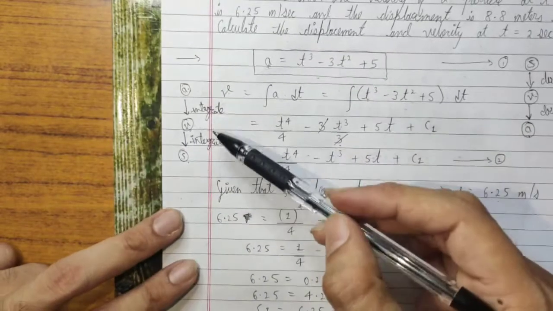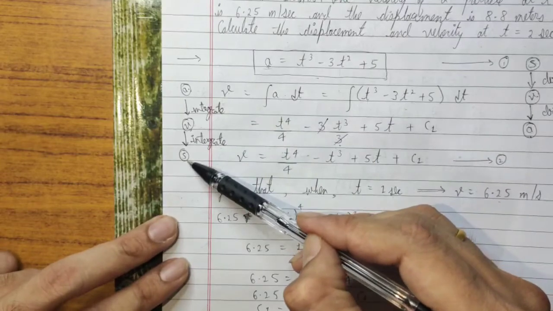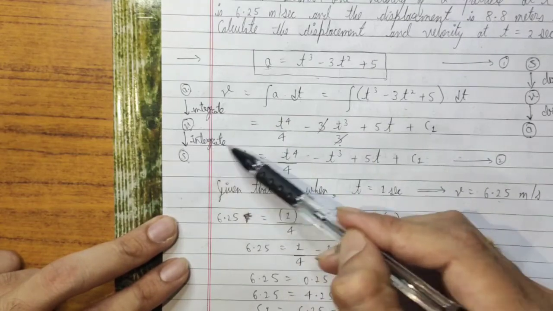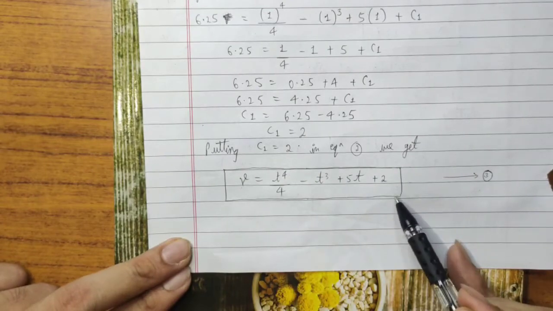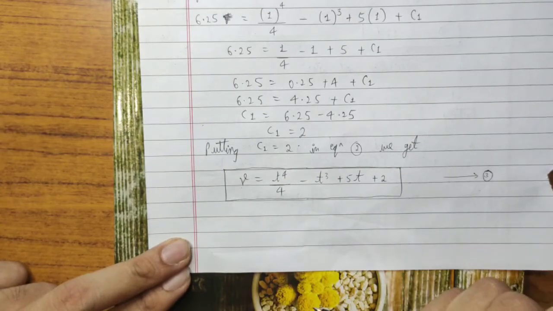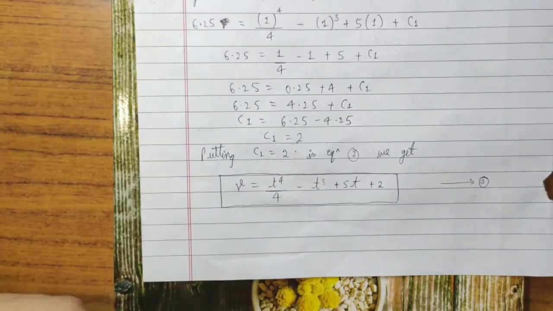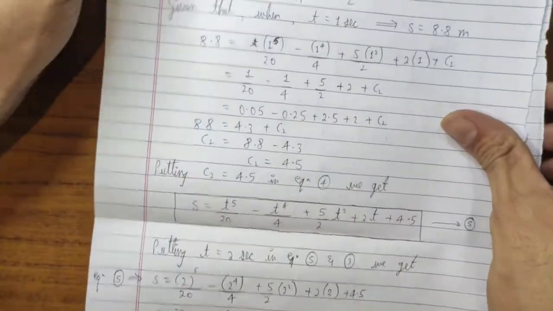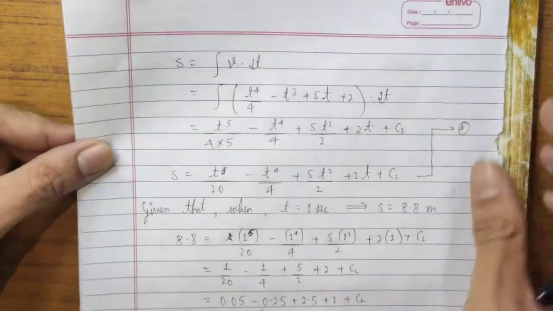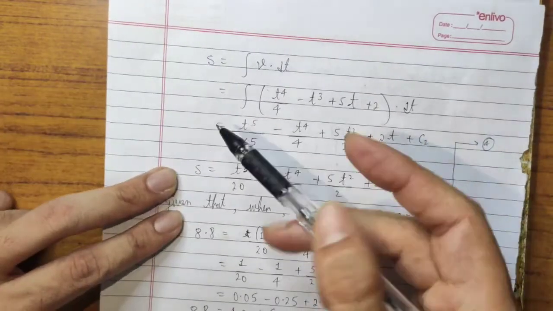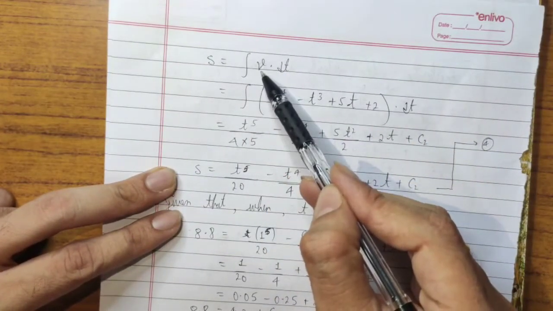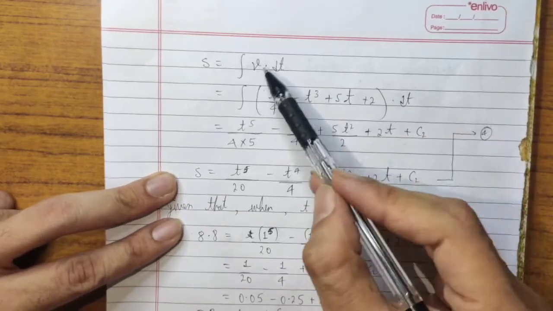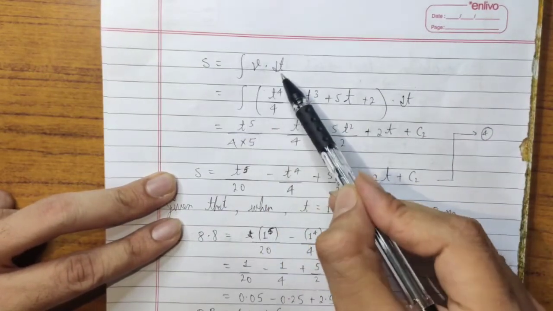Now you have found the equation of v. From v, again you have to find the equation of s. So again you have to integrate it. If we integrate this equation with respect to dt, you will get the equation for s. It is shown here. The equation for s is obtained by integrating the velocity with respect to dt, so s is equal to the integration of v dt.